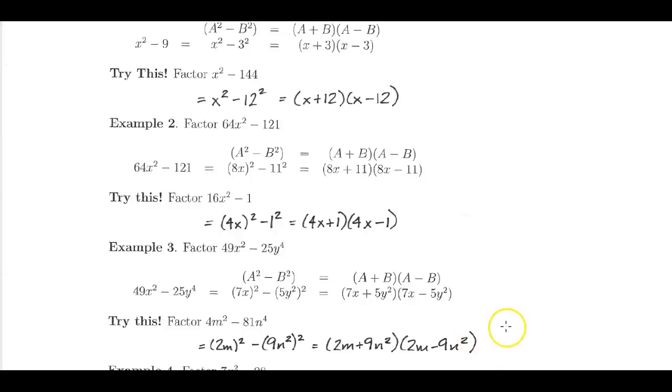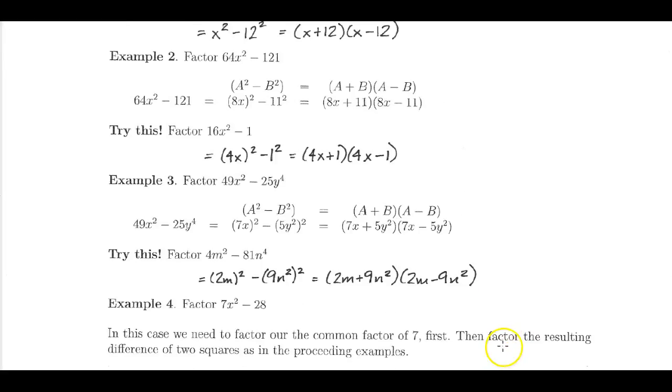So check your work, see if things match up. Try foiling this out, and we should get 4m squared minus 81n to the fourth as our product of these two factors. Excellent.